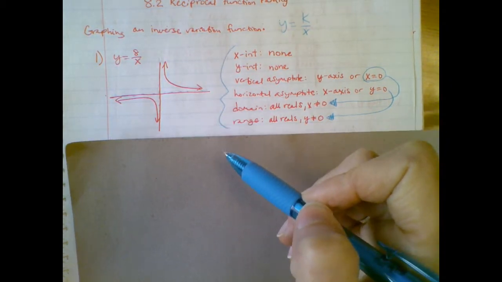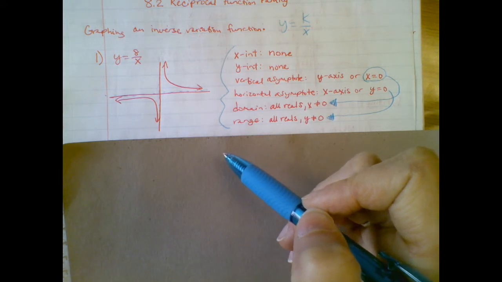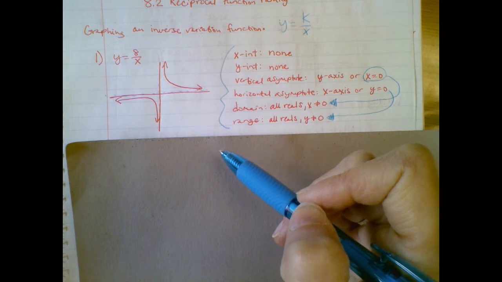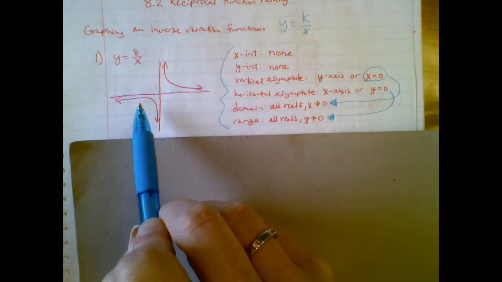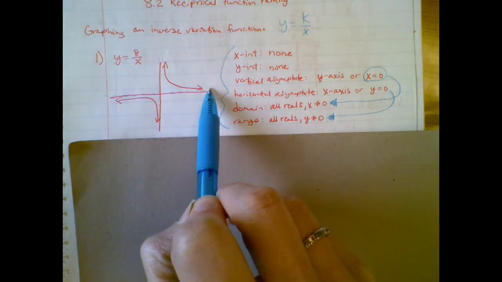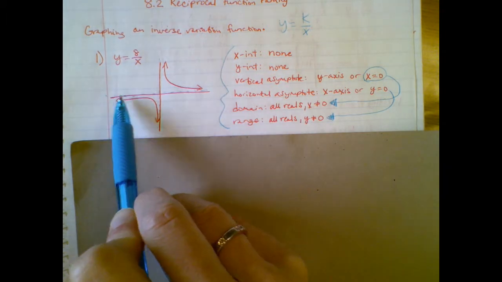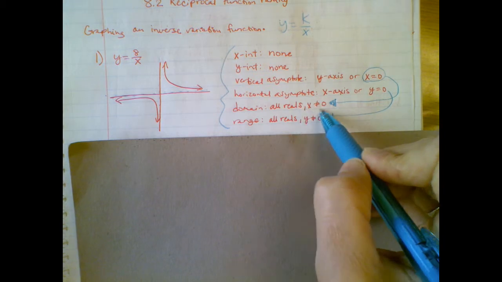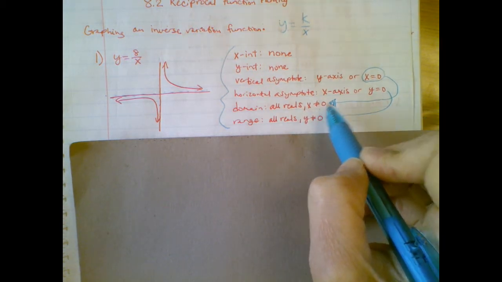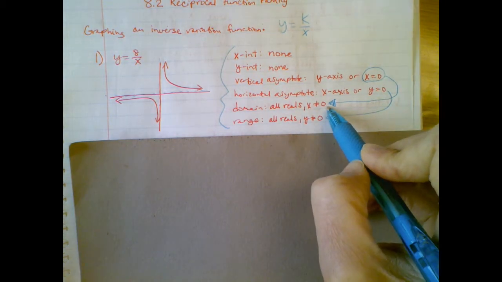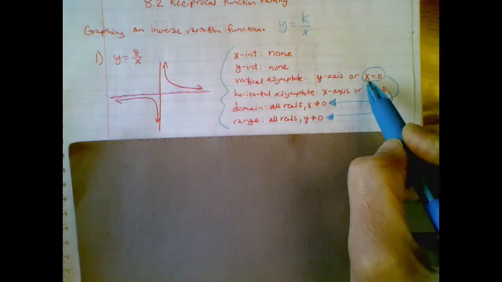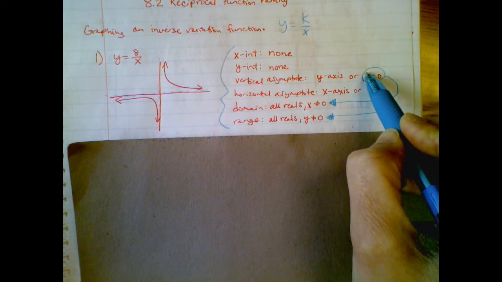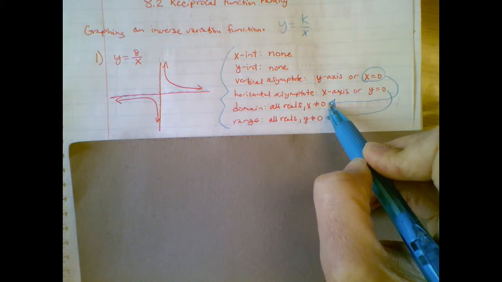Now my domain is, what are my possible x values? It's always going to be all reals, but then we want to know if there's any restrictions. My x values keep getting bigger and bigger, and smaller and smaller, but right here at 0, there's a jump. So I'd say all real numbers, but x cannot equal 0. Notice I have a line connecting it to the vertical asymptote, and the reason for that is whatever my vertical asymptote is, that's going to be my restrictions on my domain.